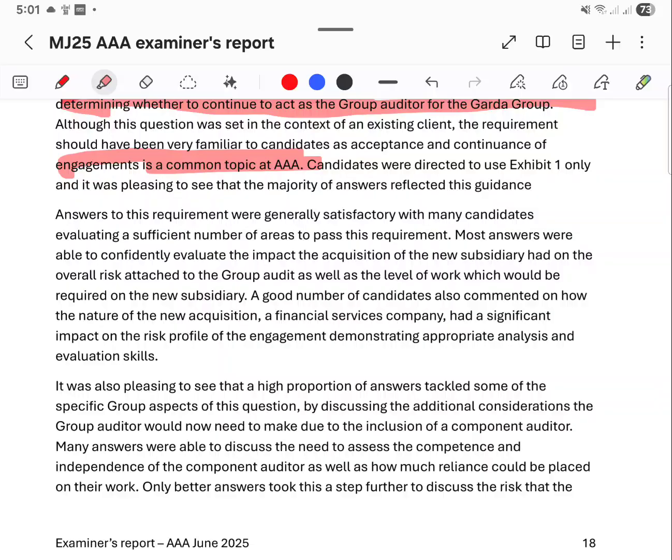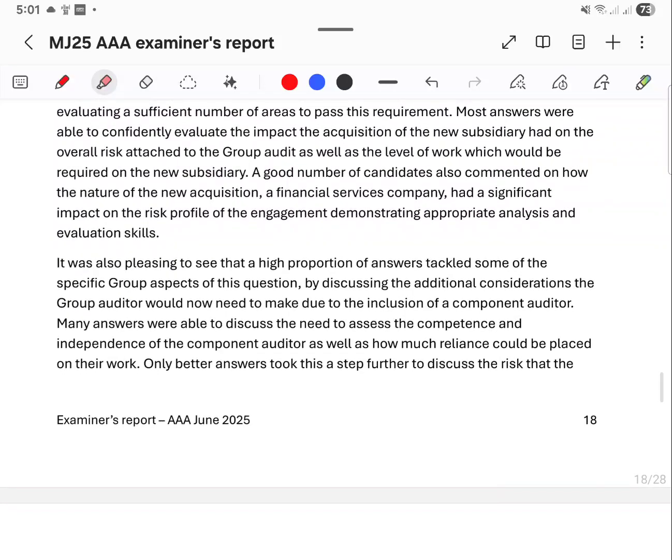Most answers were able to confidently evaluate the impact the acquisition of the subsidiary had on the overall risk, as well as the level of work which would be required on the new subsidiary. A good number of candidates also commented on how the nature of the new acquisition, financial services, had a significant impact on the profit of the engagement, demonstrating appropriate analysis and evaluation skills.